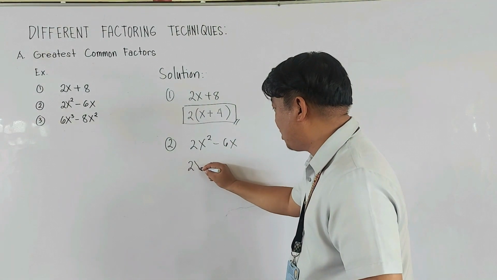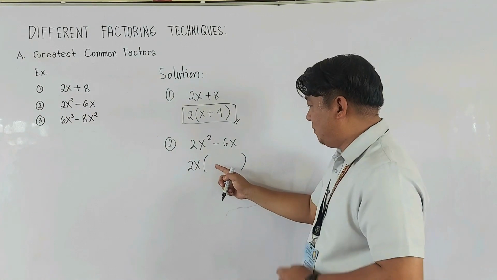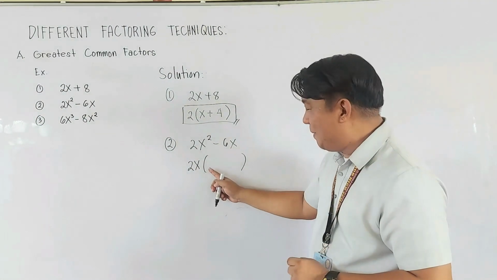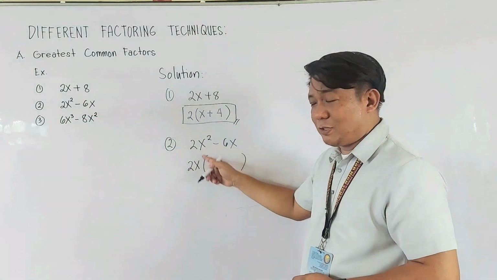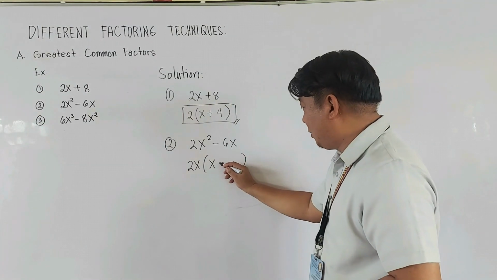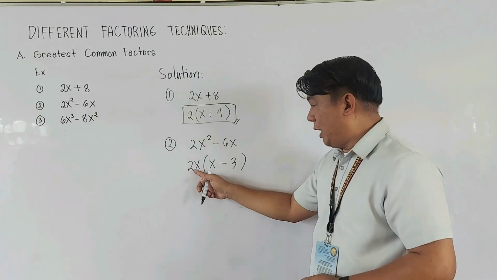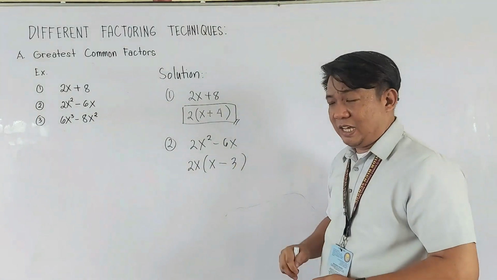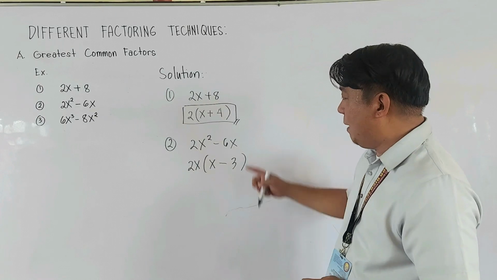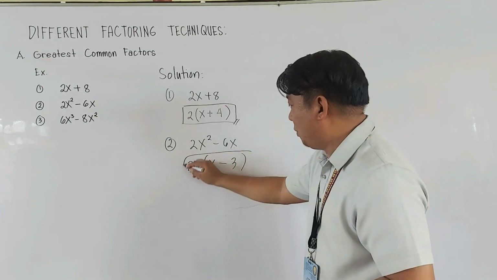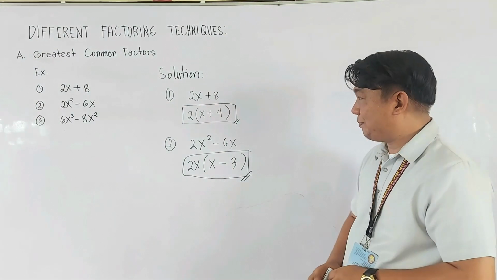So, ilalabas natin si 2x. So, ang titingnan na dito ay x na lang. So, 2x times x is 2x squared. And dito naman, ang matitira lang dito ay 3 na lang. Kasi 2x times 3 is 6x. And so, that's our factors of 2x squared minus 6x: 2x times the quantity of x minus 3.